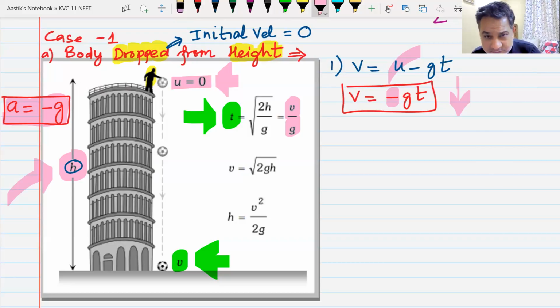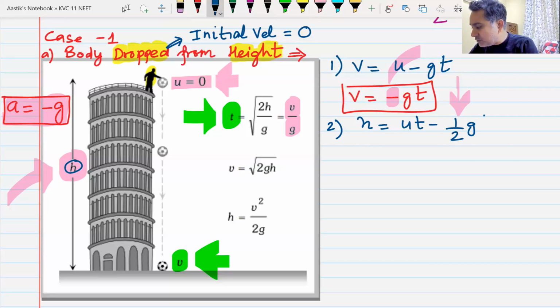Why am I not calling it v by minus g? Because v is also negative, g is also negative. They will get cancelled. Finally, we'll get time as positive. Do we understand this? Now the second equation is h is equal to ut minus half gt square. Yes or no? Here again, u is 0. This goes away.